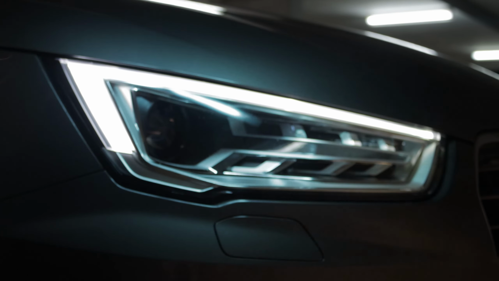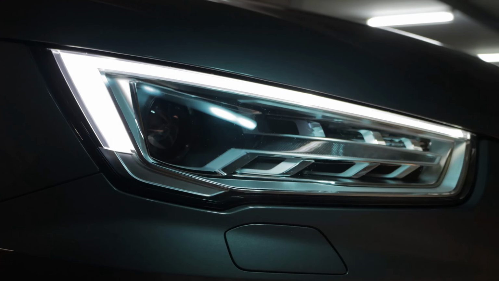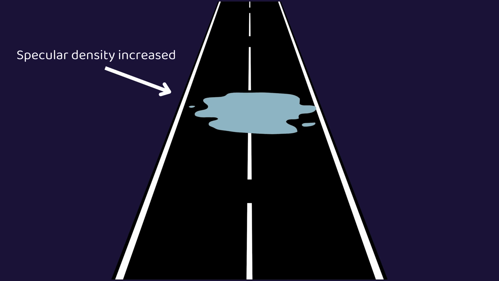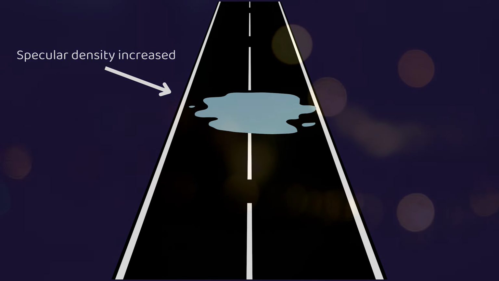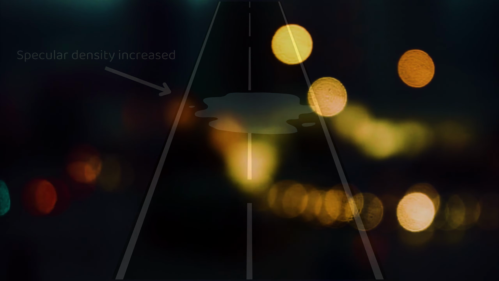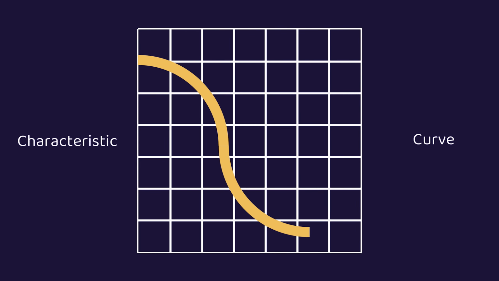For example, if driving at night in the wet, the glare from oncoming vehicles is more intense. This is because the water on the road provides a smooth surface, increasing the specular density. When dry, there is less glare because the surface is rough, and the diffuse density is much greater. A characteristic curve is a graphical representation of a film's response to light.